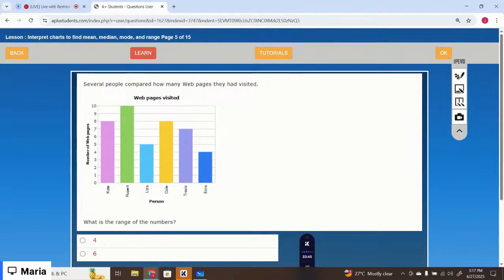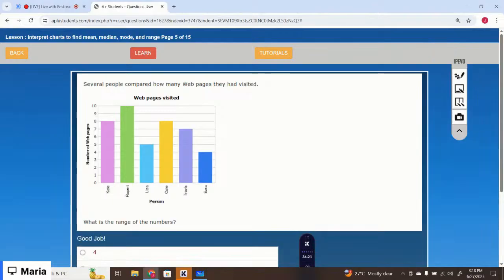Some people compare how many web pages they have visited. What is the range of the numbers? Range is the difference between the greatest and the smallest number in the given data. So which is the correct option? That is six. Option number two is the correct option.